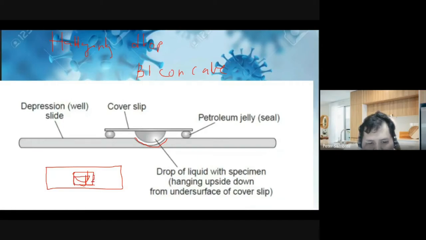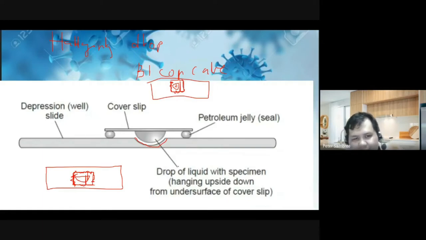Now, the purpose, class, of why there is petroleum jelly is to prevent excess water, excess specimen, from seeping outside, leaking outside the cover slip. Kasi class, alam nyo sa wet mount, once you place the water, the specimen, tapos nilagay nyo yung cover slip, magpapapress down yan, kakalat yan, and it will tend to seep out sa sides. But with the help of your petroleum jelly, class, that is being prevented.